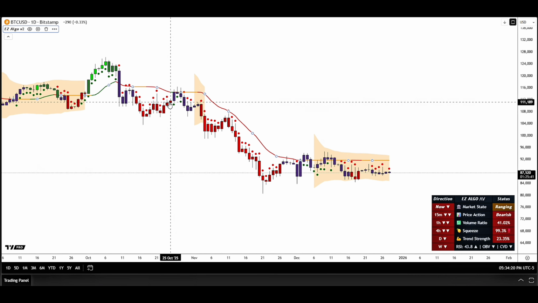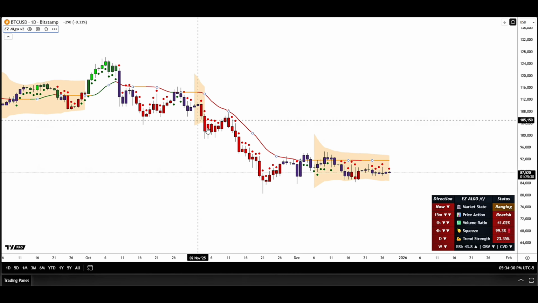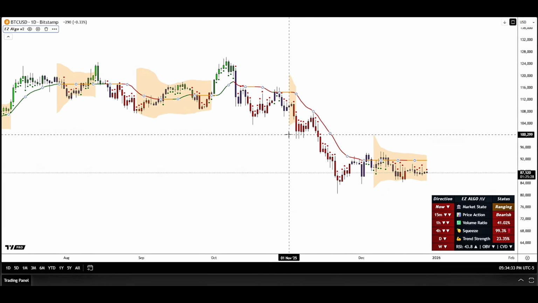Should we wait? Whatever the mystery is of what's going on in the markets, instead of guessing, we can just use EZ Algo V2 and it will tell us what we should do.